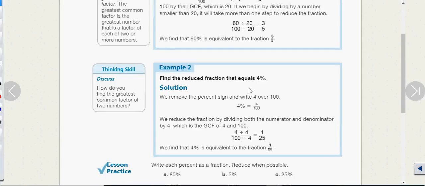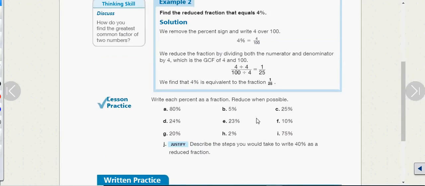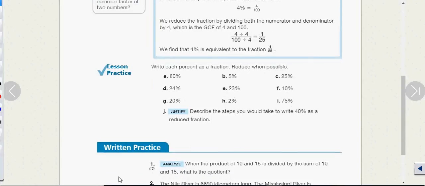How about a reduced fraction that's the same as 4%? Just 4, not 40. So just 4 over 100. Only a ones place. It's going to be a small amount. Divide both by the GCF and end up with 1 over 25. A real small fraction. Let's do A through I and make sure we're feeling confident. Good luck.